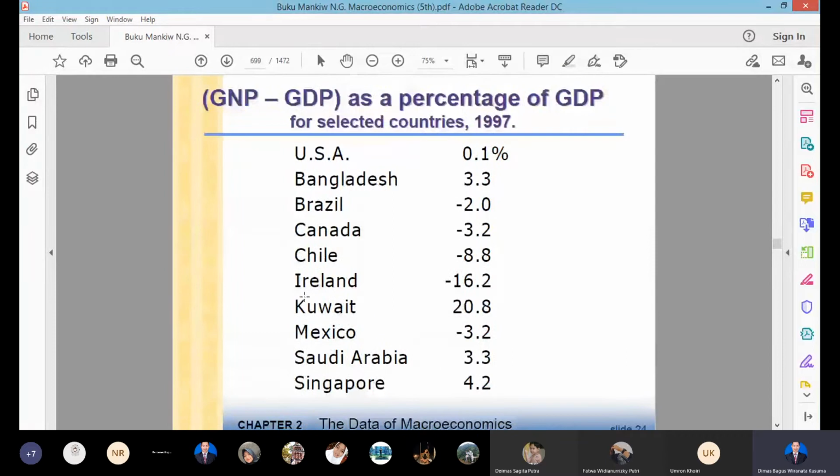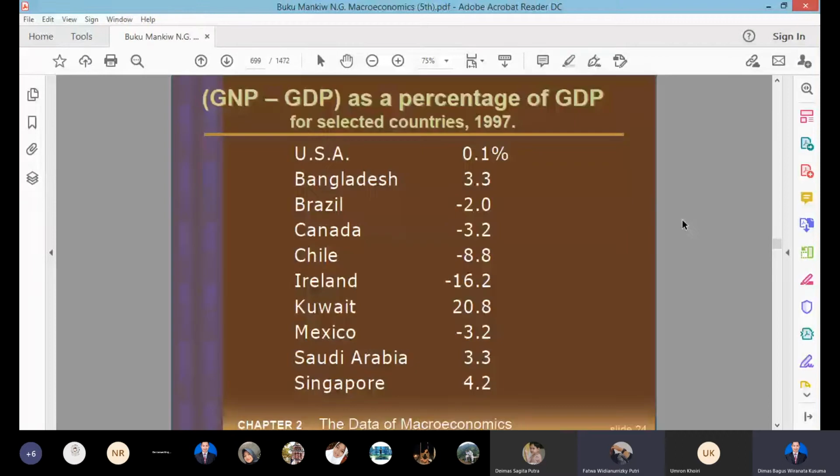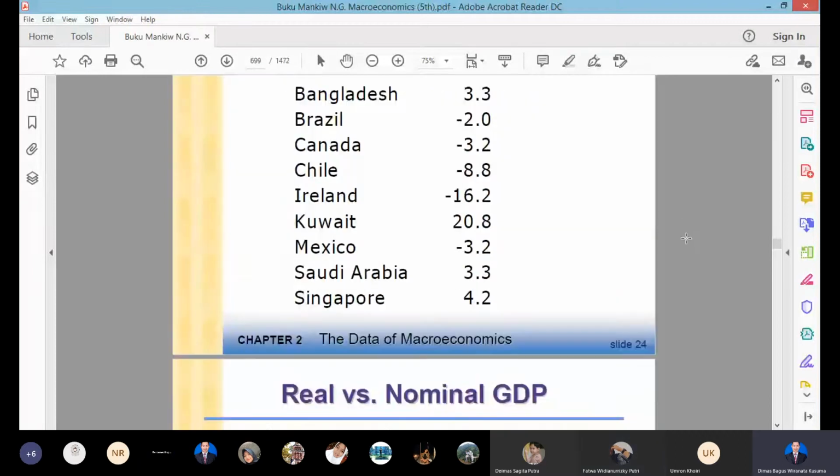Any other questions so far, sisters and brothers, from this one? Ada pertanyaan? So far, no question. Okay, Alhamdulillah, no questions. Hopefully you're clear.